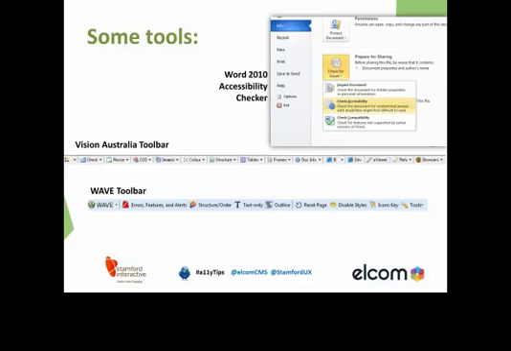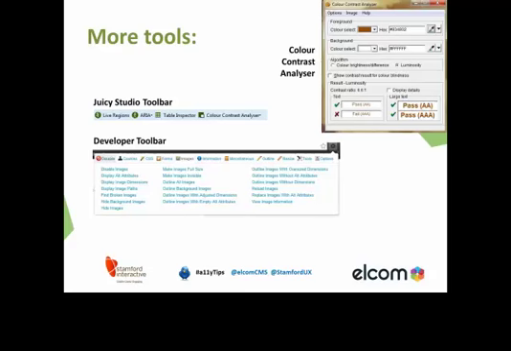The checker comes in 2010. Vision Illustrator Toolbar is a fantastic toolbar that you can use to do a couple of checks. The Wave toolbar as well. In order to check your color contrast when you're doing design, use a color contrast analyser, but this is only one of many. But we tend to use this to check your color contrast as well as tables, and the developer toolbar that you can run across a whole bunch of browsers.